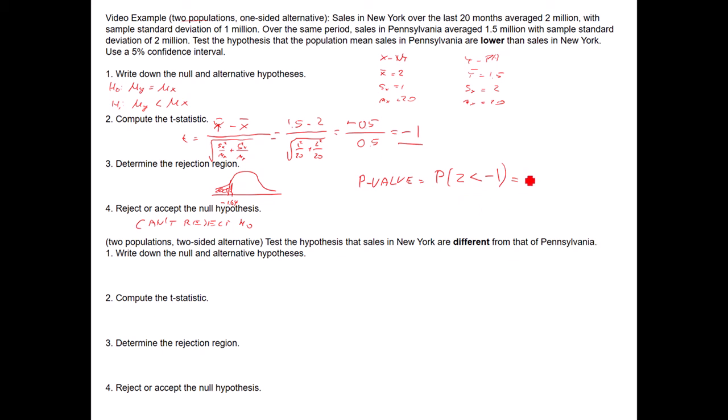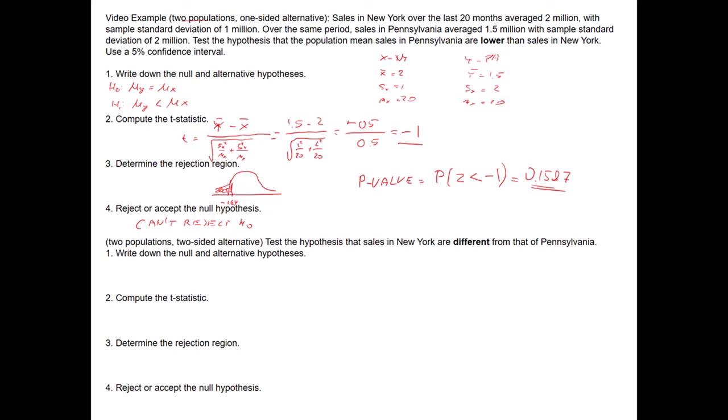And when we look that up in the table, we get 0.1587. That's the p-value associated with this test. It's greater than 0.05, which means we accept the null hypothesis. We can't reject the null hypothesis.